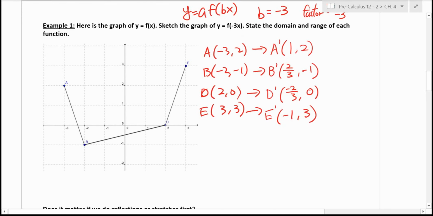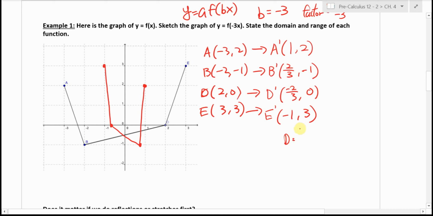So now we can plot these points. 1 and 2 is here. 2/3 and negative 1 somewhere here. Negative 2/3 and 0 will be somewhere here. Negative 1 and 3 is here. So here is the new graph, here's the image graph.